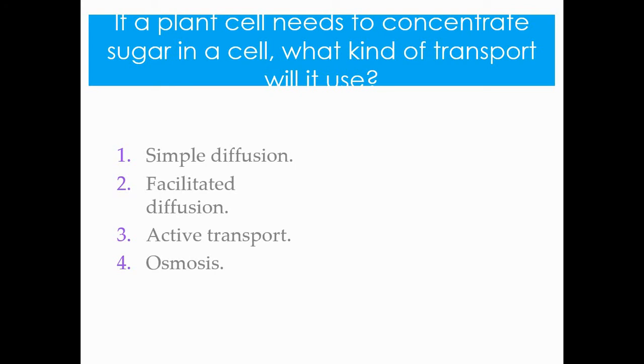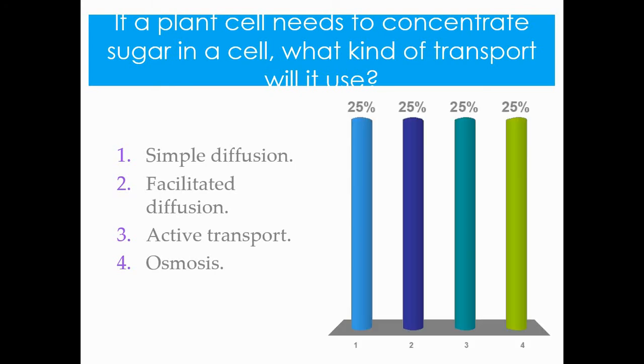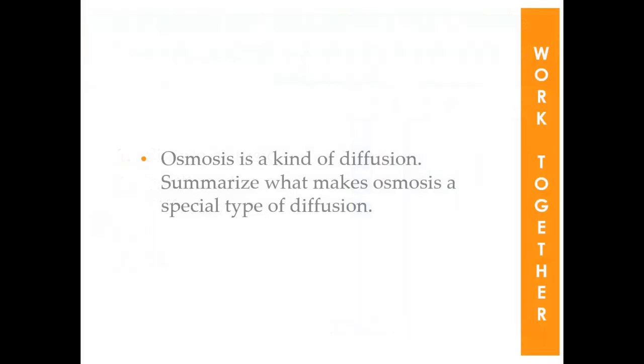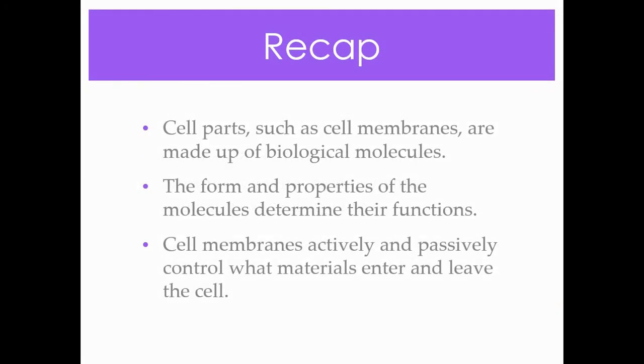Okay, so if a plant needs to concentrate sugar in a cell, what do you think are the transport types that it will use? Of course, they could use facilitated diffusion, or they could use active transport. Okay, osmosis is a kind of diffusion. Summarize what makes osmosis a special type of diffusion. Again, osmosis differs from diffusion because osmosis refers to the flow of water, not the flow of solute. Okay, it's the flow of water.